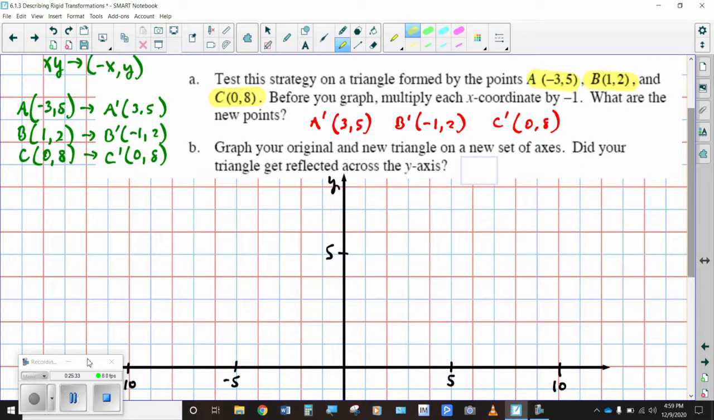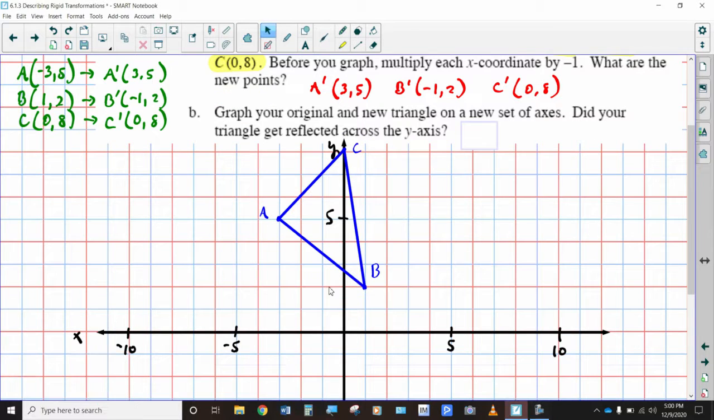Okay, so go ahead and plot the original and try and plot the new one after reflection and see what you notice there. Okay, this is what you got for the original. A is at -3, 5, B is at 1, 2, and C is at 0, 8.